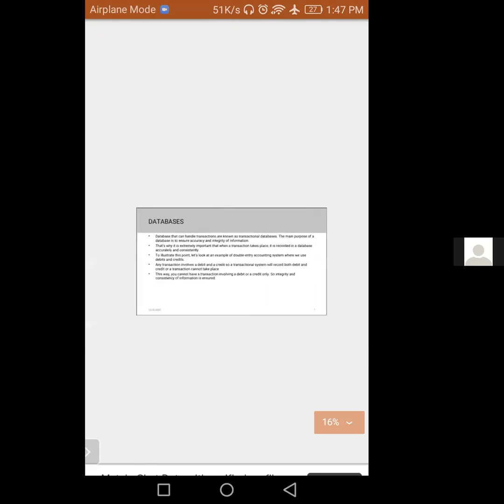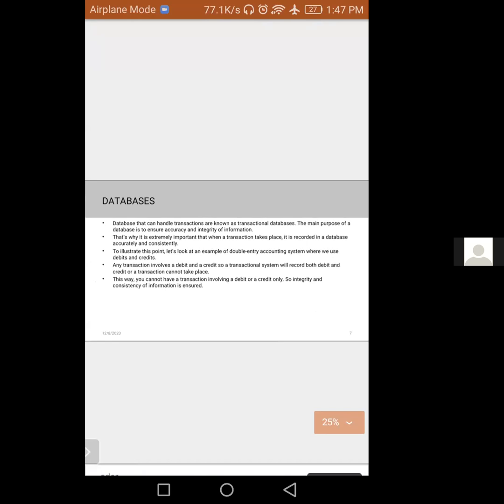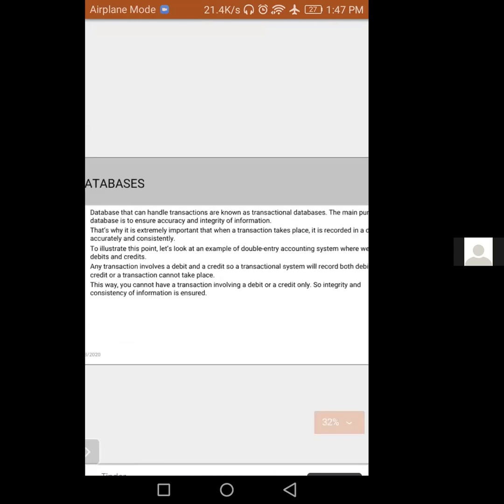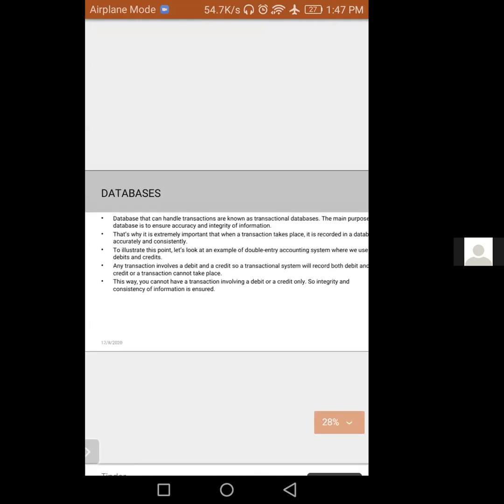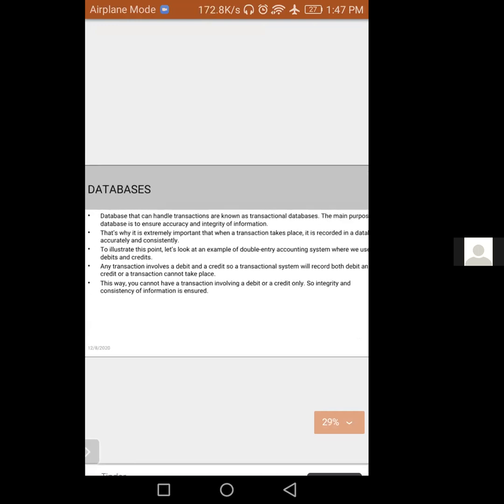And then we have the database of transactions. A database that can handle transactions is known as a transactional database. The main purpose of the database is to ensure accuracy and integrity of information. That's why it's extremely important that when a transaction takes place, it's recorded in a database accurately and consistently. Any transaction involves a debit and credit, so our transactional system will record both debit and credit, or a transaction cannot take place. This way, you cannot have a transaction involving a debit or credit only. So integrity and consistency of information is ensured.